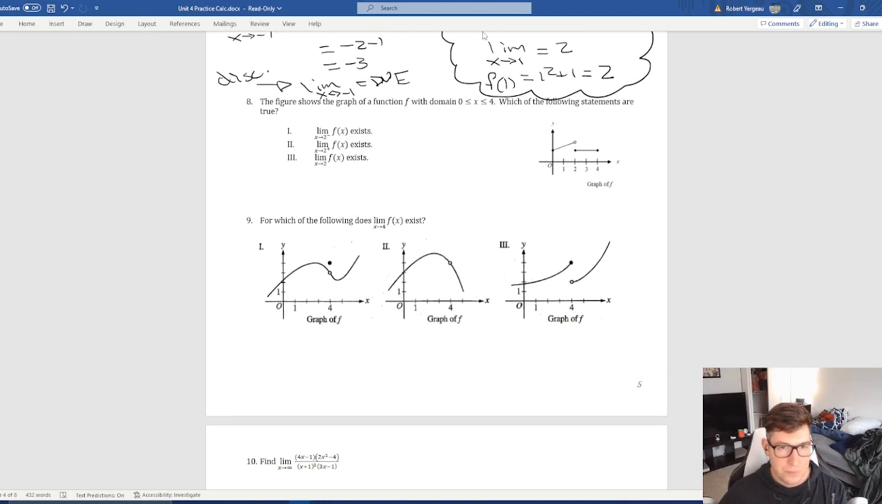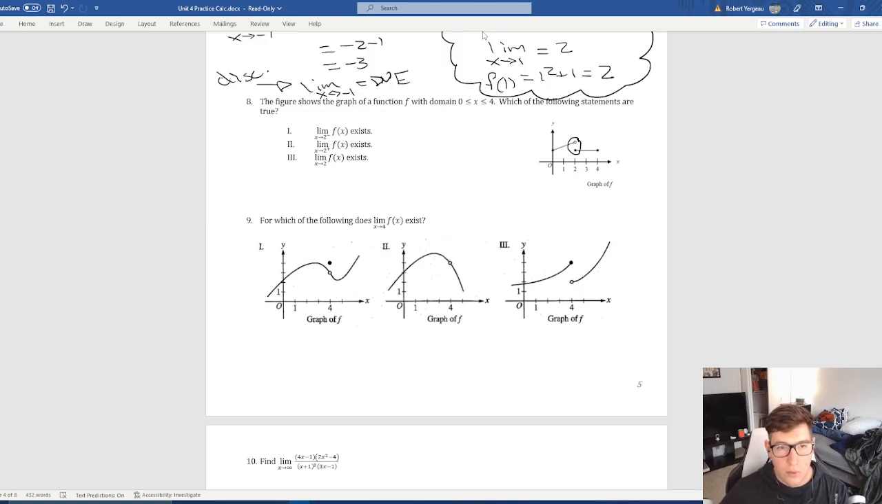Moving on. The figure shows the graph of the function f with the domain 0 is less than or equal to x, which is less than or equal to 4, which those statements are true. We're looking at this small graph right here. And so we're simply looking at 2. Okay, let's take a look at the limit. Now, at 2, right away, I can see, quite frankly, that this is a jump discontinuity. When we have a jump, I know already that the full limit is not going to exist.